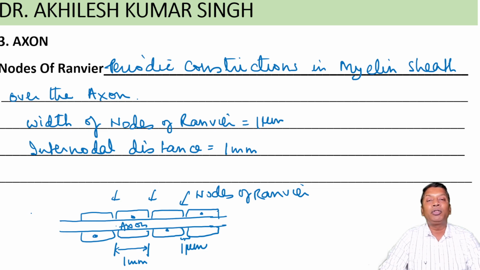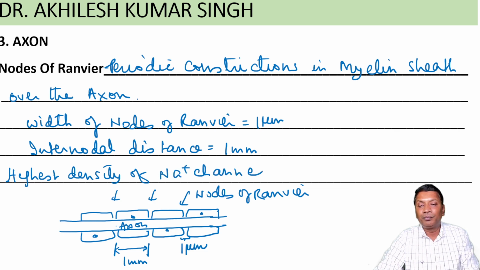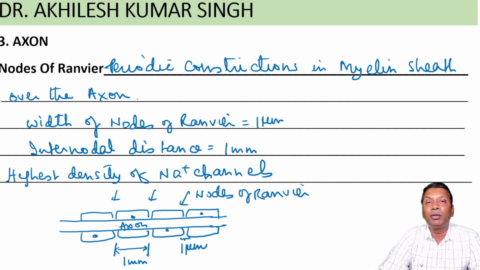And the nodes of Ranvier have one important property also, that they have the highest density of voltage-gated sodium channels. The nodes of Ranvier have the highest density of these sodium channels, right? The sodium channels, their highest density is on the nodes of Ranvier, right?